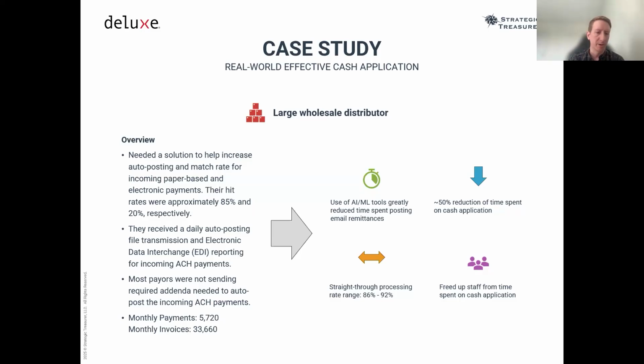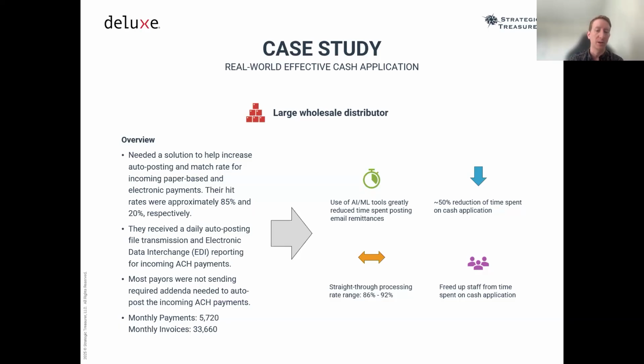So they were getting in about 5,720 payments against 33,660 invoices, because you might get a payment that covers multiple invoices. So integrating a Cash App product here, which uses AI/ML, they were able to reduce their time spent on cash application by about 50%. So again, if you have a team of 10 people, you've now freed up 5 of those people to work on other tasks.